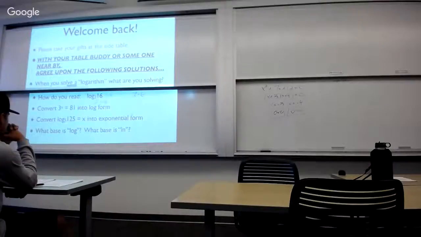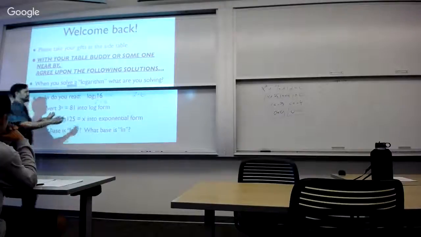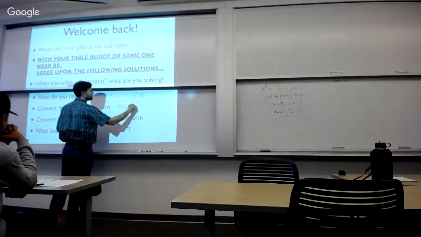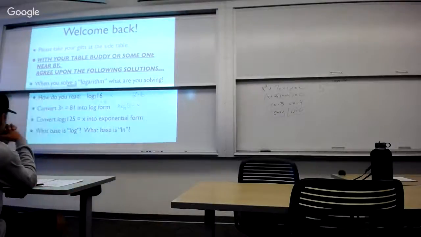Okay, so that's that. Convert 3 to the x equals 81 into log form. So how would you write this as a logarithm? Log 3, 81 equals x. Yeah, very good. Log base 3 of 81 equals x. Okay, perfect. That's it. That's converting an exponential expression back into log form.